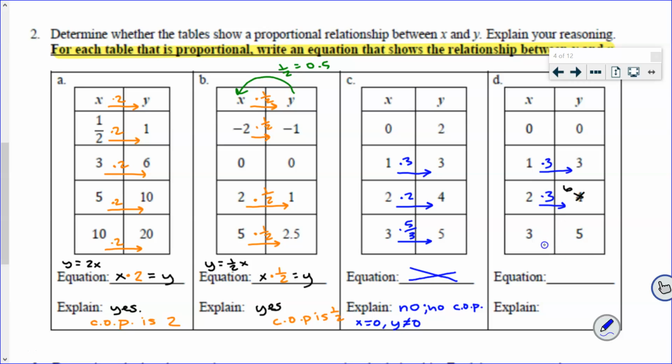So is this one going to be proportional? Nope. Because I would want it to be 9 and it's 5. So if it's not proportional, do I need to worry about the equation? Nope. And I'm just going to put no COP.